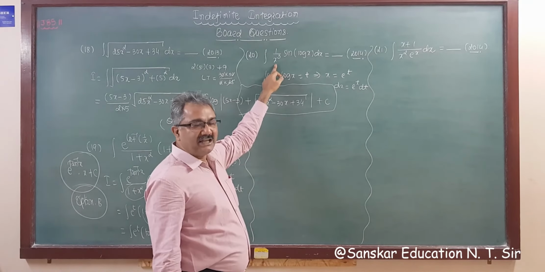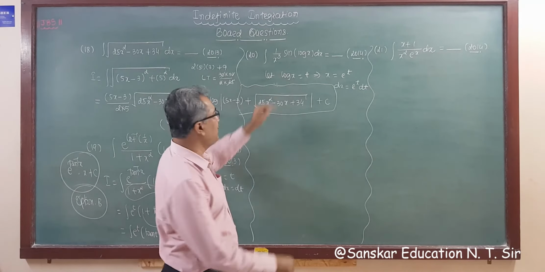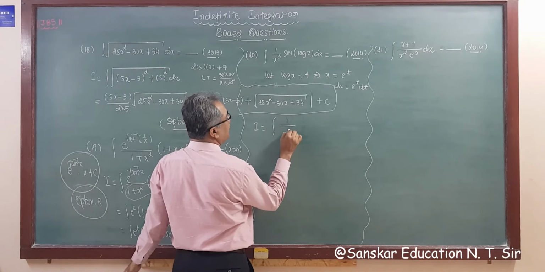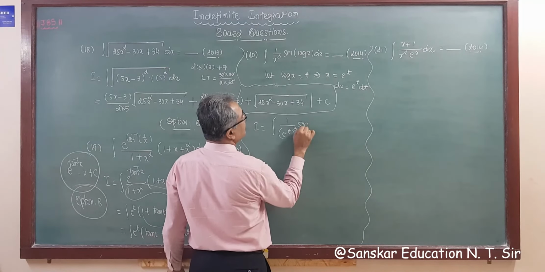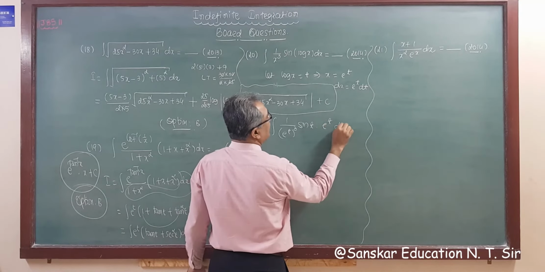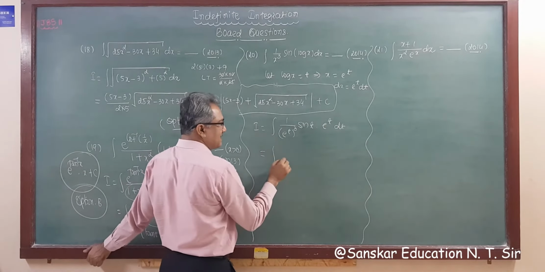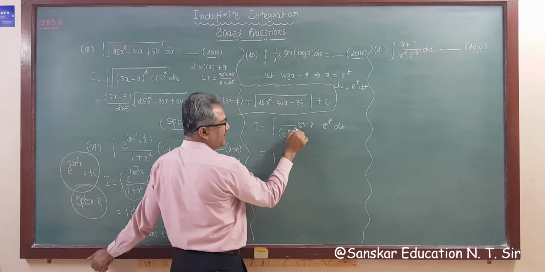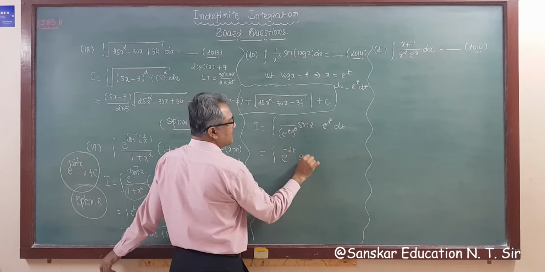So this is e raised to t, 1 upon. So if we write in the numerator, it becomes minus 3t. I am writing all the steps. This is e raised to t whole cube. Since log x is t, dx is e raised to t dt. So this is integration of e raised to 2t, and 1t will come, so it is 2t. So it is e raised to minus 2t into sin t dt.